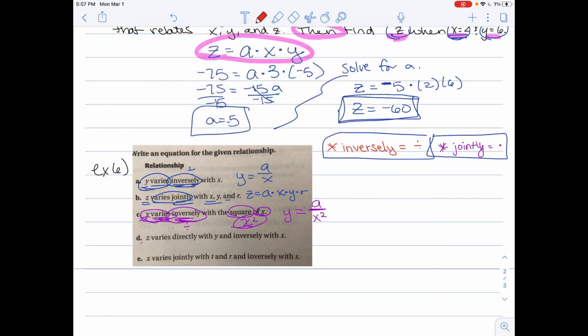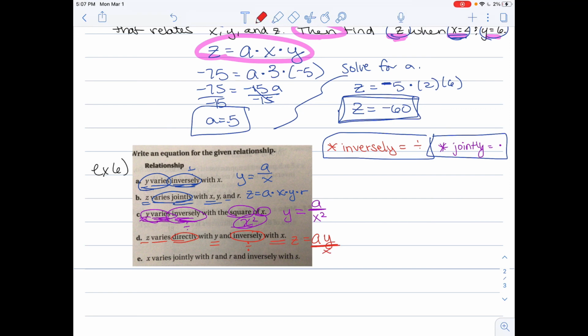Let's look at the next one. Z varies directly, so we're going to multiply a times y. Oh, and this is a double one. Inversely means divide now, so we're going to divide it by x.